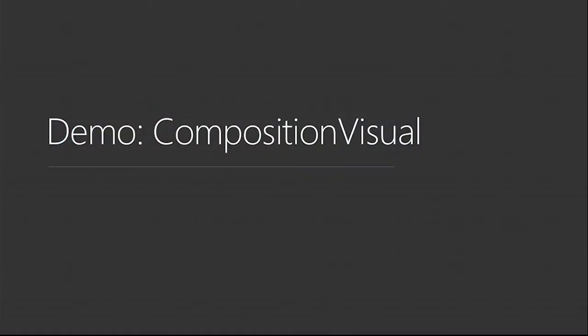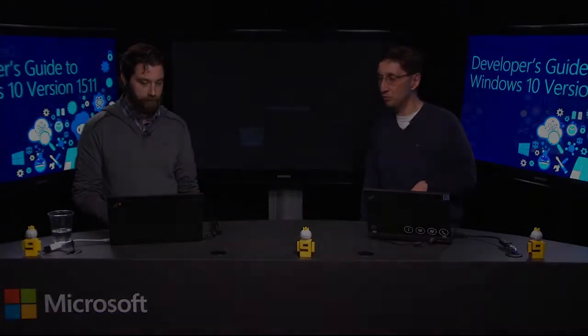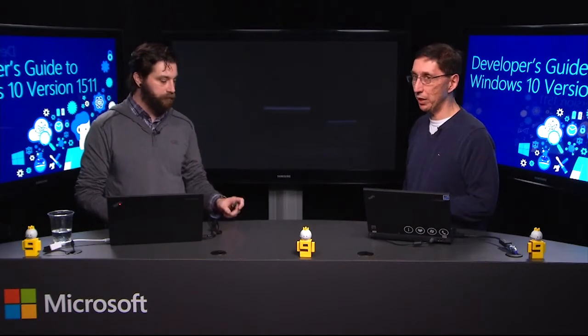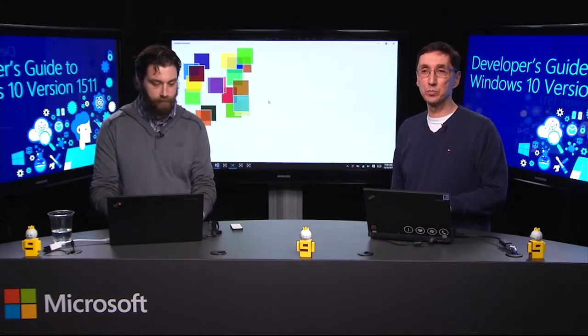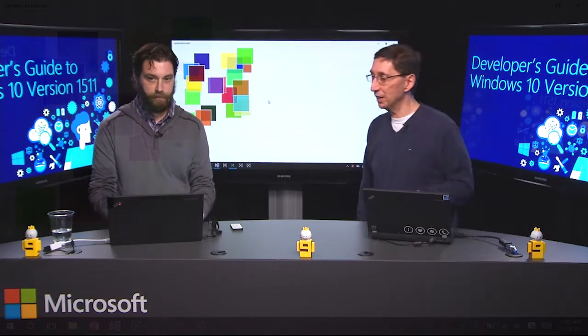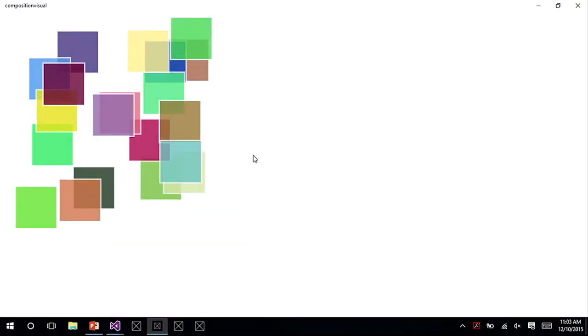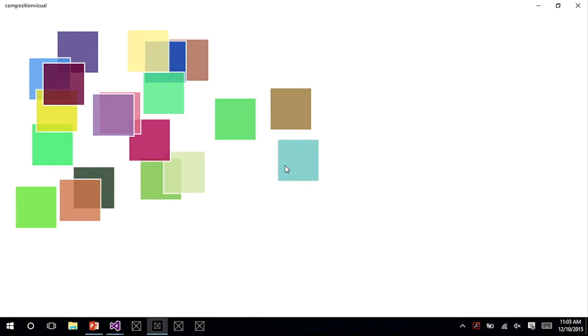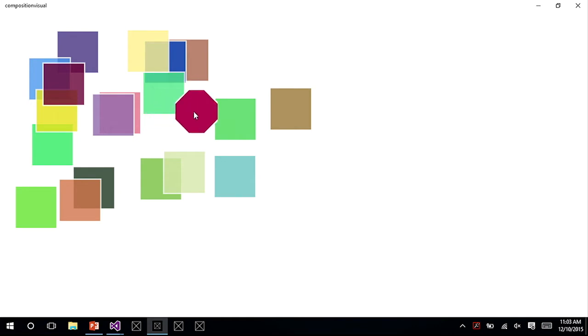Let us jump to another demo, which is the composition visual demo. This is a demo that's available in our GitHub today. It is a very simple demo. When Paul tugs on one of these, basically three things happen at once. Oh, actually four. There you go. The order in the tree changes. It gets pulled to the top. Opacity goes to 100%. It rotates 45 degrees, and we clip the edges.